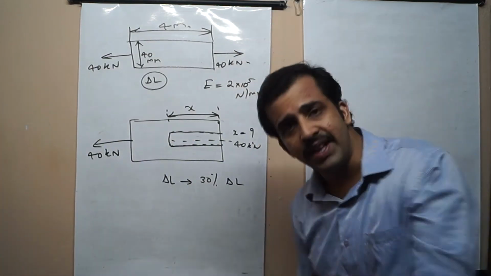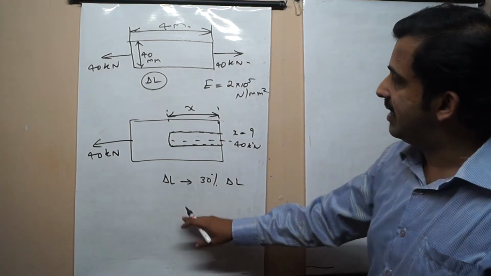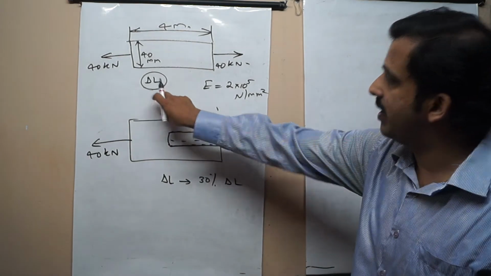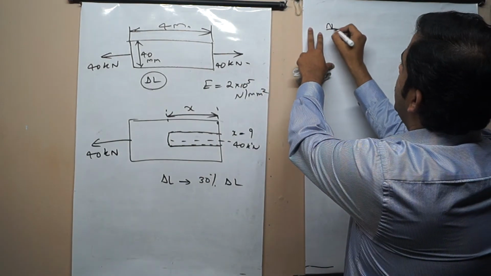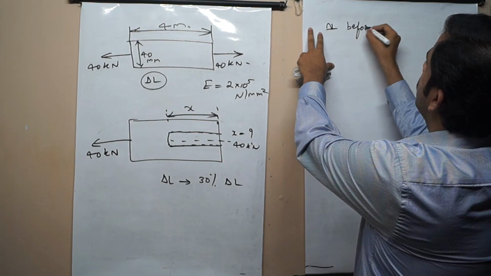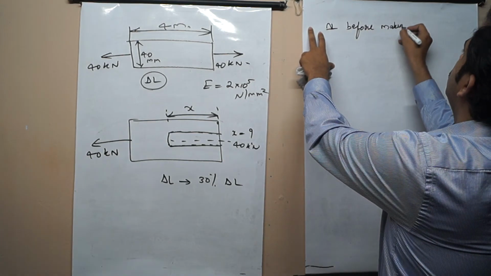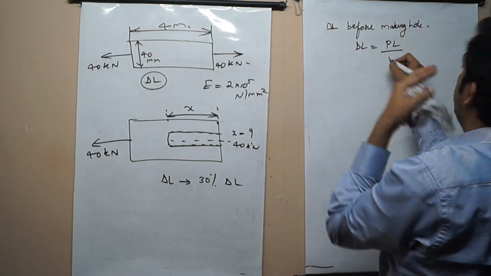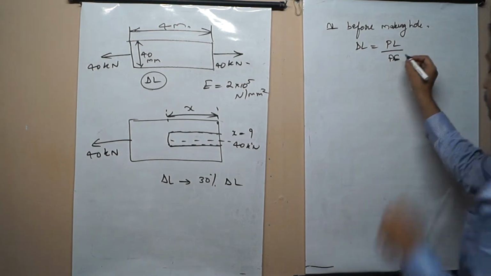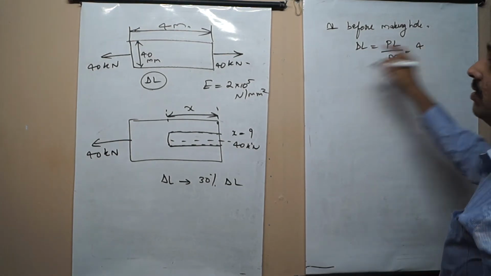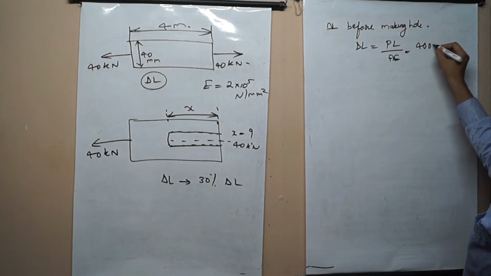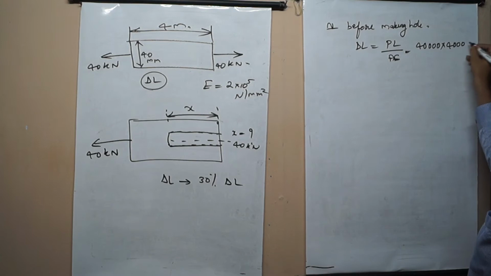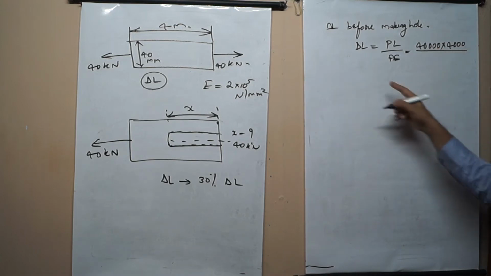It's a very simple question. It is said that net elongation is 30% more than the initial elongation. So first of all find the initial elongation, delta L before making the hole. Delta L is equal to P into L divided by A into E. P is given as 40 kilonewton, that is 40 into 10 power 3, and length is given as 4 meter, that is 4000 mm, divided by area.